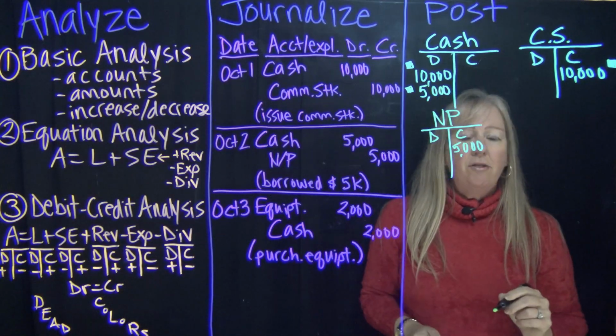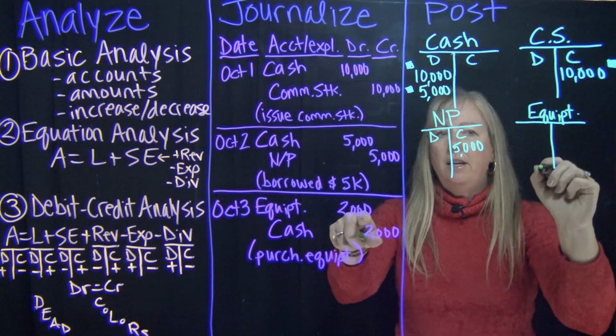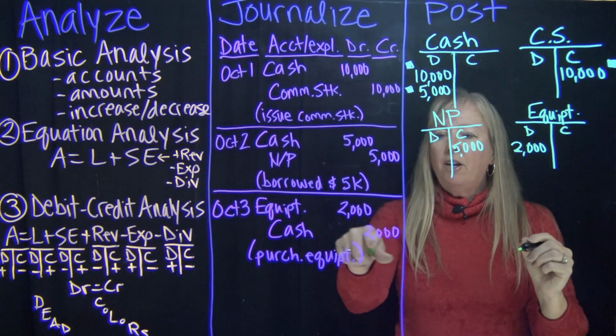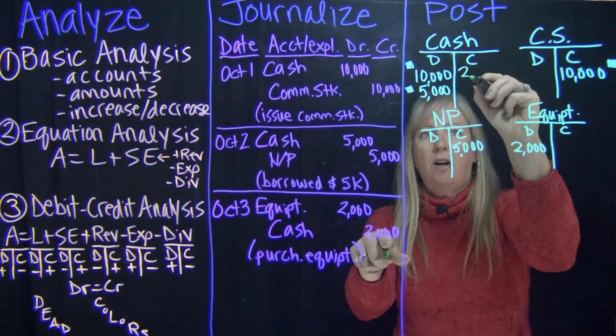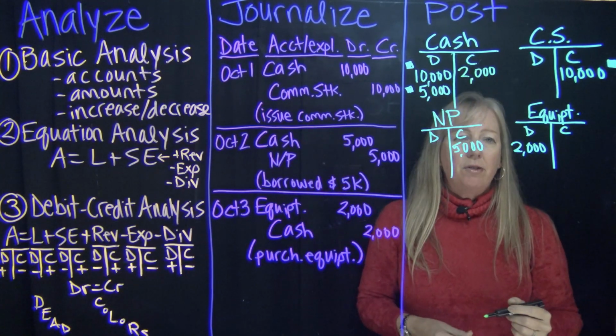Now let's go ahead and post this transaction. We need an equipment T account. Needs to be debited for 2,000. And then we need a credit cash for 2,000. Put this in this top box right here. And now all three of those transactions are posted.